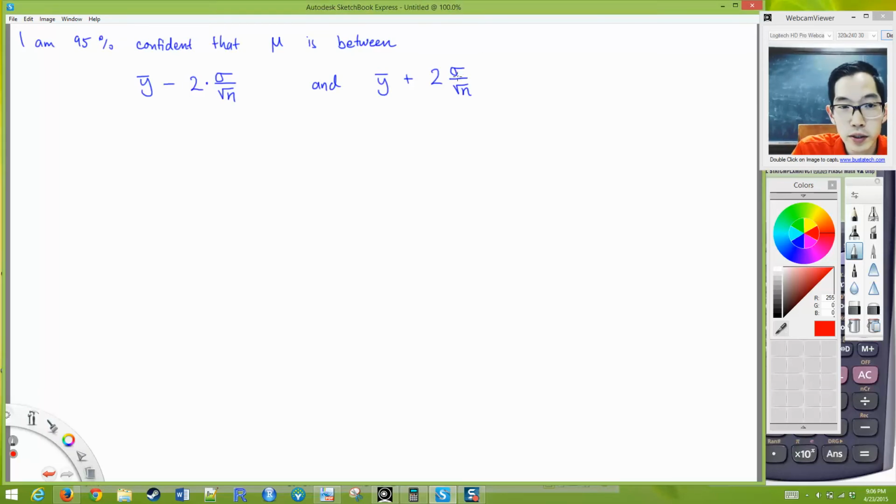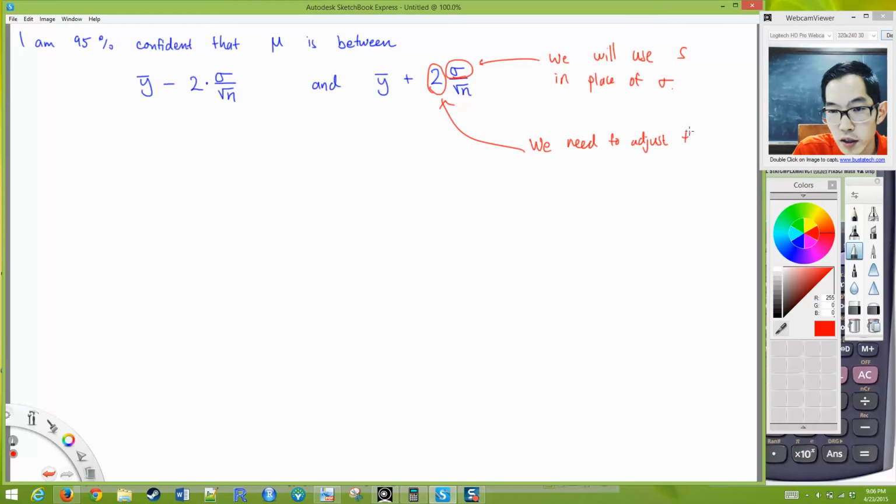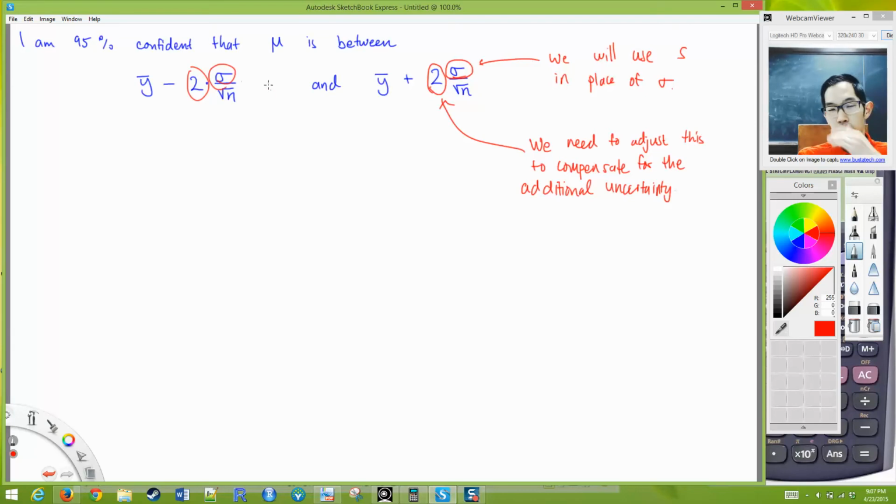Okay, so we will now use S in place of sigma. But then we need to adjust this to compensate for the additional uncertainty. So we're going to adjust this factor of 2. It's also over here and over here. We're going to adjust this factor of 2 to something else. And that's where we bring in something called the t-distribution. You can look it up; it's known as Student's t-distribution.